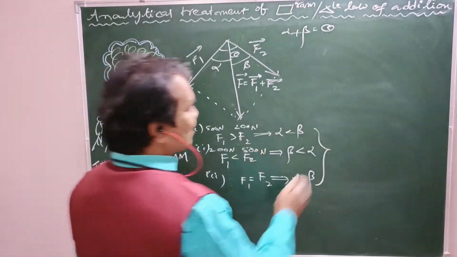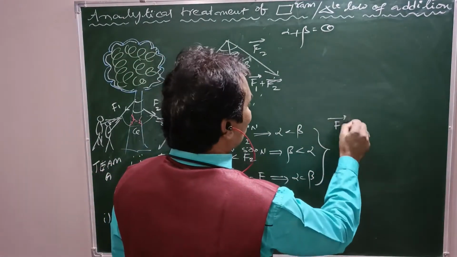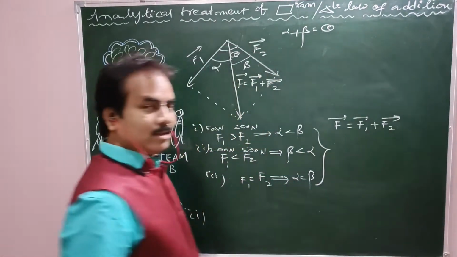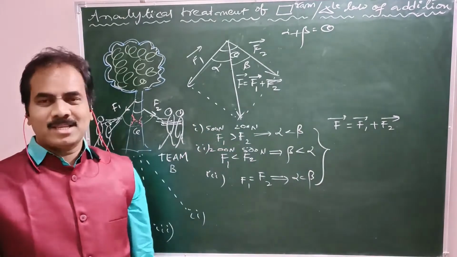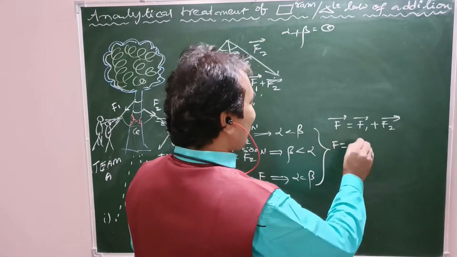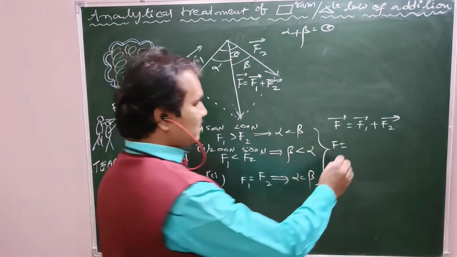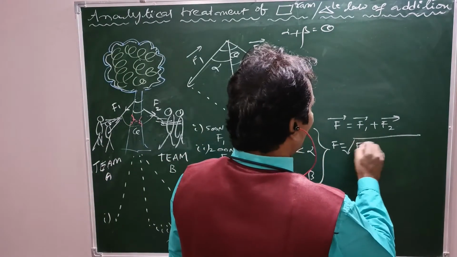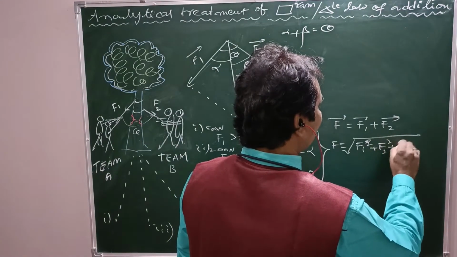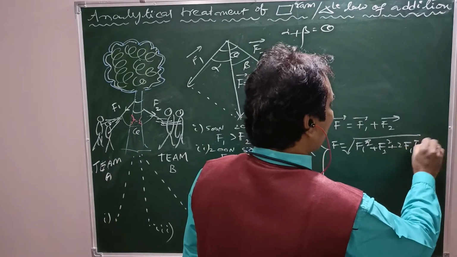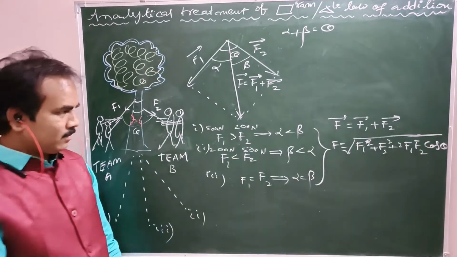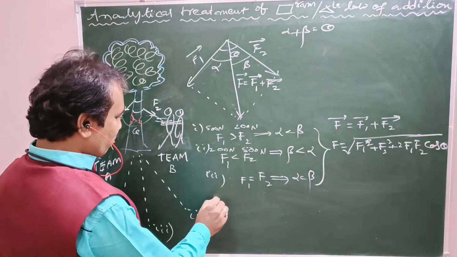the resultant can be written as F bar equal to F1 bar plus F2 bar. Now in all the three cases, the magnitude of the resultant can be written as the square root of F1 square plus F2 square plus 2 F1 F2 cos theta, which means vectorial addition. Vectorial addition.